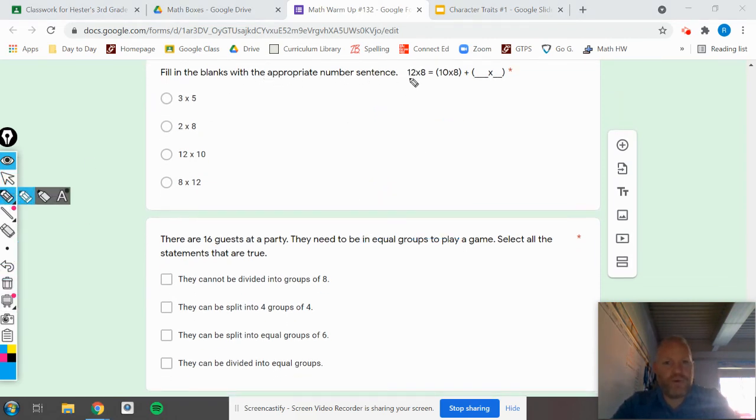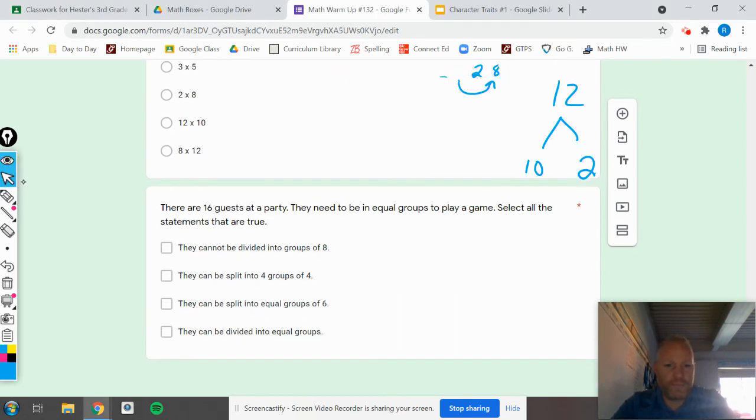Fill in the blanks with the appropriate number sentence. 12 times 8. So if we're going to break this down, the 12 has to get broken down. They broke it down to a 10, and then what would you put over here? So once you broke that down, it would be a 2. So now you have the 8 going over again, because that's distributive, and we broke down the 2. So we'd be adding a 2 times 8. Find it over here, and then move on down.